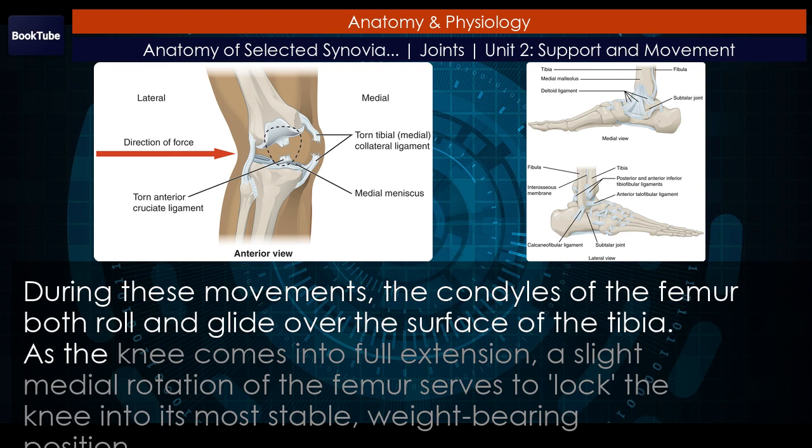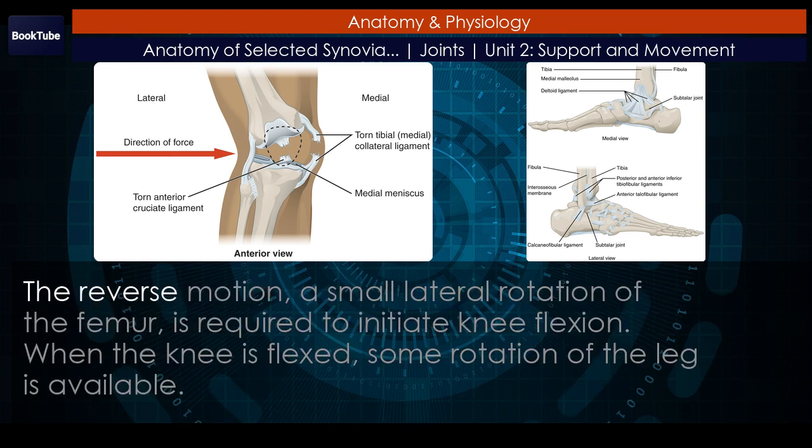As the knee comes into full extension, a slight medial rotation of the femur serves to lock the knee into its most stable weight-bearing position. The reverse motion, a small lateral rotation of the femur, is required to initiate knee flexion. When the knee is flexed, some rotation of the leg is available.